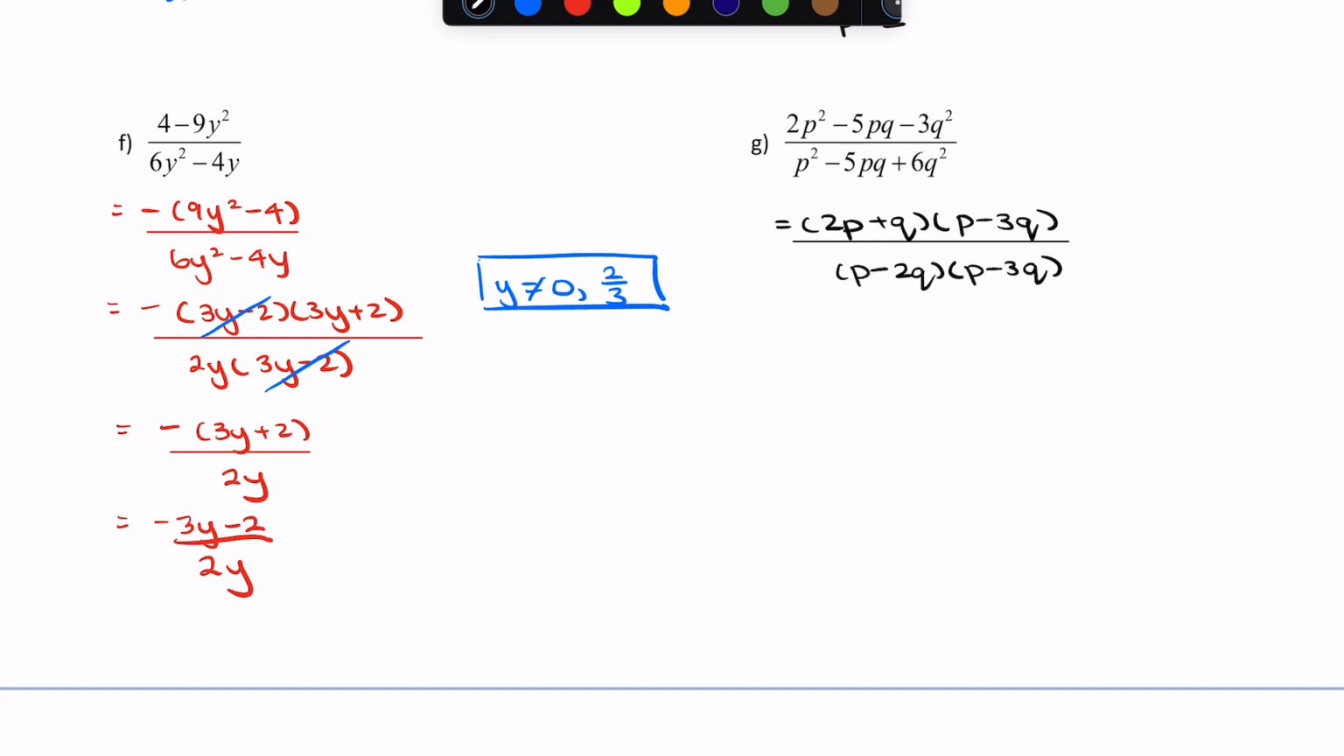So you notice how there's two variables in this question. And when you state the restriction, you can just state it with respect to one variable. So here we have p cannot be equal to 2q, and p can also not be equal to 3q. So as you see, we have it with respect to this one variable here. Now we can cancel out p minus 3q. We're left with 2p plus q over p minus 2q.